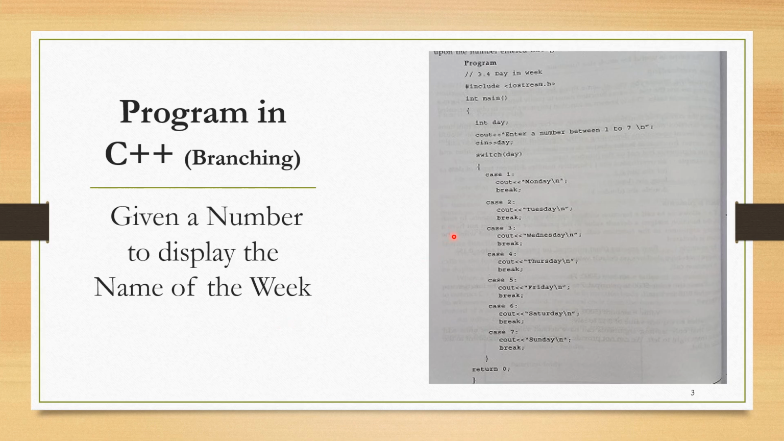In this program, the integer day is defined. You've taken a number as input, and the number is stored here. Depending on the number value, we are deciding which day it is. For example, if it is 1, then it is Monday, 2 is Tuesday, like that. If it is 7, it is Sunday. So this is how switch statements are used in multiple branching.